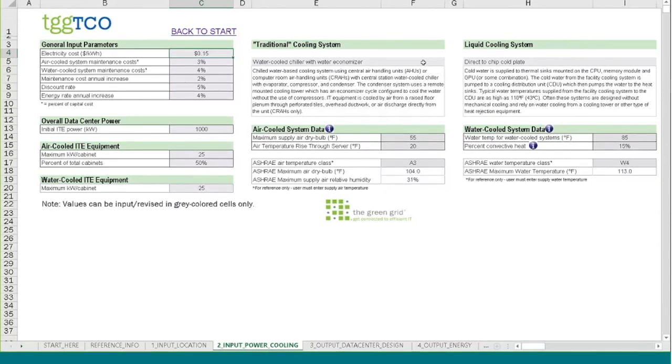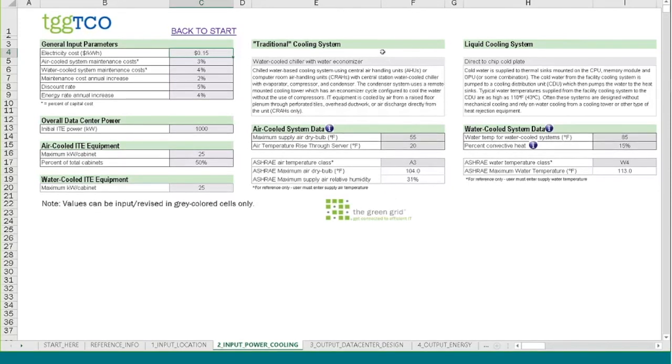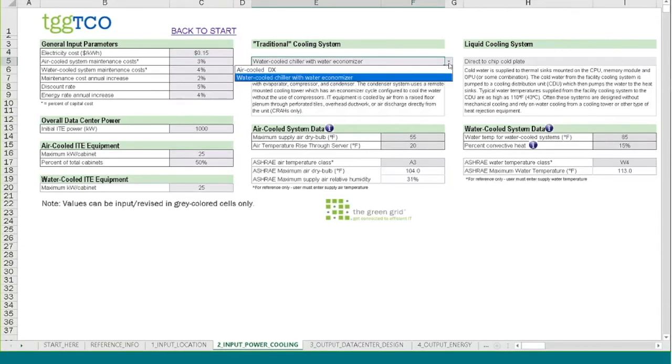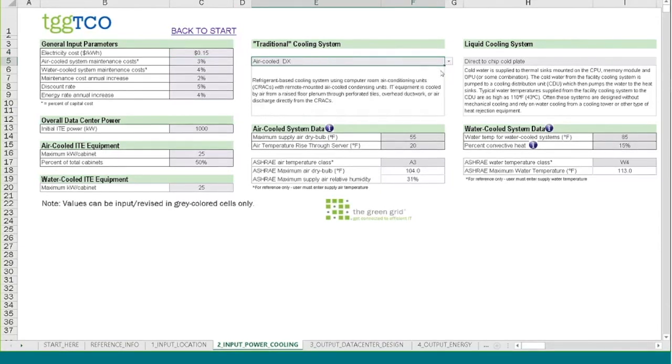Now on the infrastructure side, what we have right now mirrors it, where I'm calling it a traditional cooling system and a liquid cooling system. So the traditional cooling system is kind of what it means. It's the water-cooled chiller with economizer, or in this case air-cooled DX.